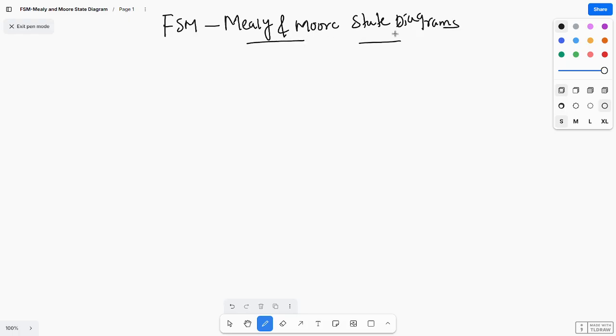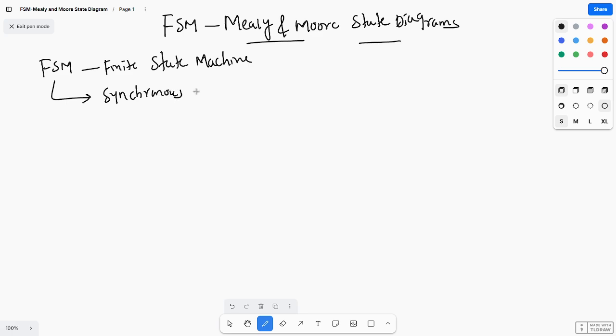So first, the finite state machine. What is this finite state machine? FSM is nothing but a synchronous sequential circuit with finite states. Okay, a sequential circuit with finite states.